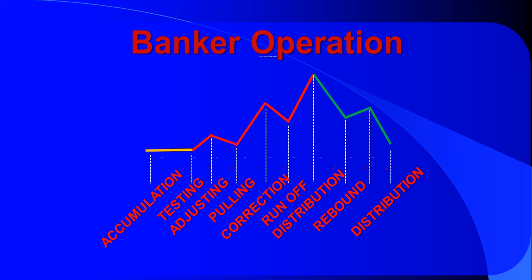Then we can see the price go up. So this is wave 1, wave 2, wave 3, okay? Then wave 4, then wave 5. So this is wave 5. Wave 1, wave 2, wave 3, wave 4, and wave 5. So can you understand? If you know this is the banker operation, where is the good buy point?